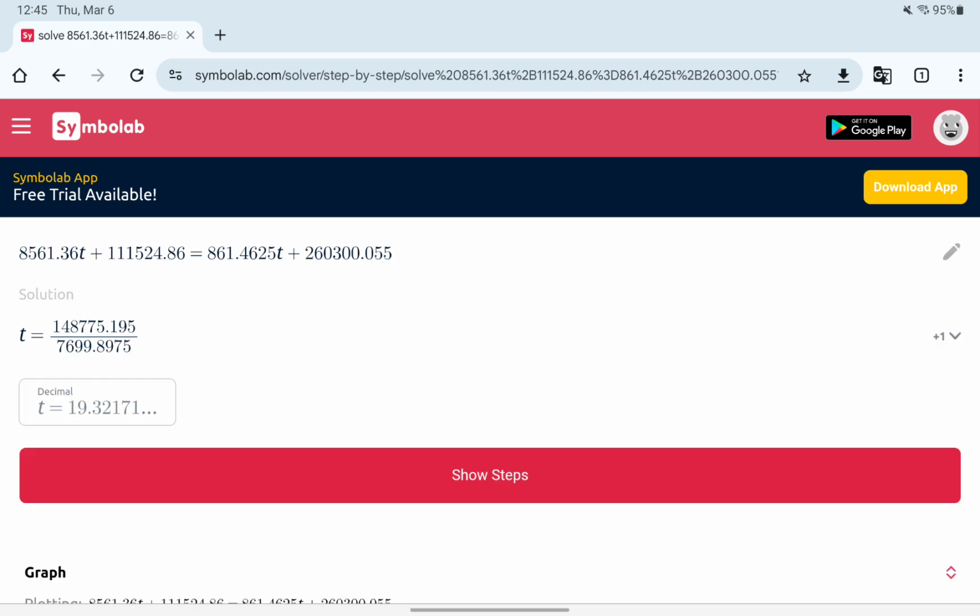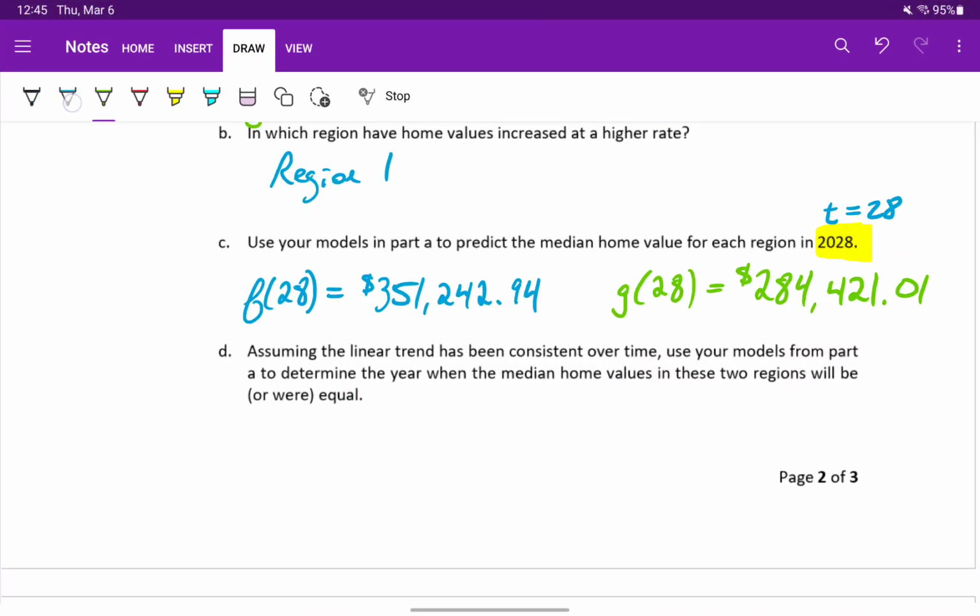And we get a value of 19.3217 approximately. So rounding that to the nearest year would tell us that in the year 2019, the median home values in these two regions were equal to one another.